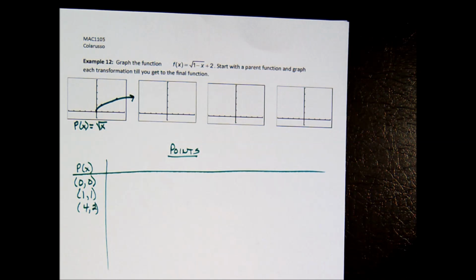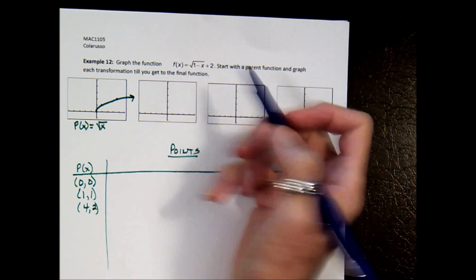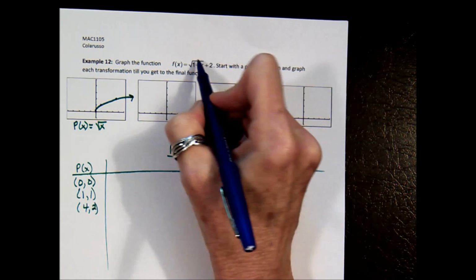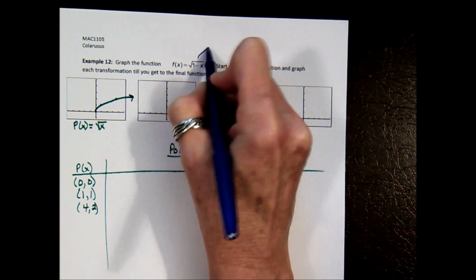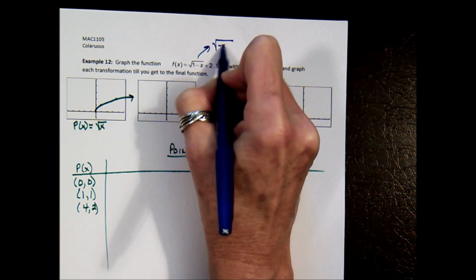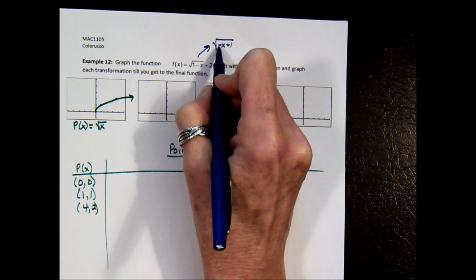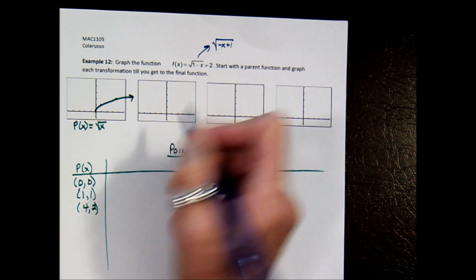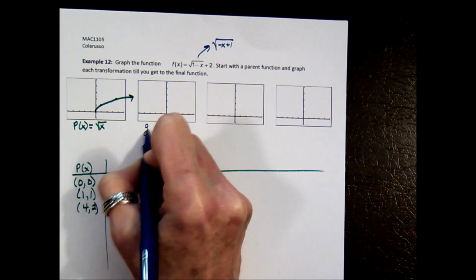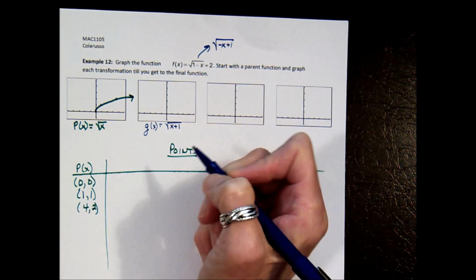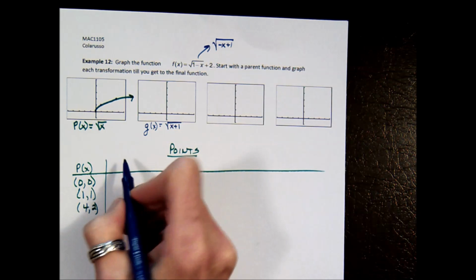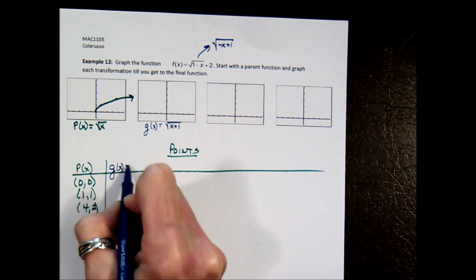Let's go to the second thing that we're going to do. The second thing we're going to do is we want to start inside. Now this is where it's a little bit hard. What we're going to start with inside is, let me rewrite this. This is the same thing as negative x plus 1. I don't want to apply that negative. I just want to add the 1. So my second function, which I'm going to call g of x, is going to be the square root of x plus 1. So here I'm going to have g of x equals square root of x plus 1.